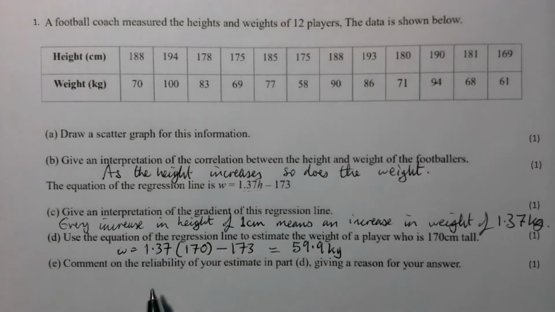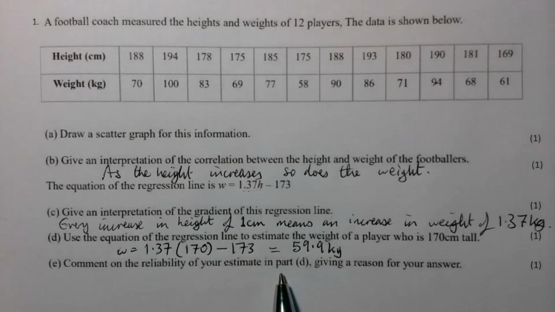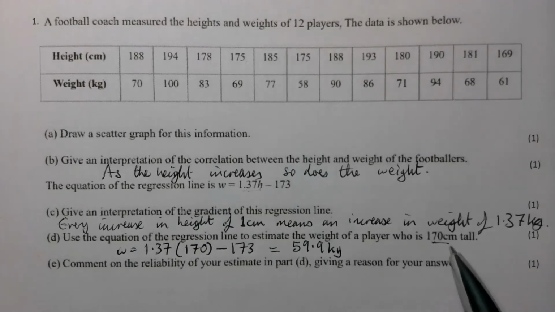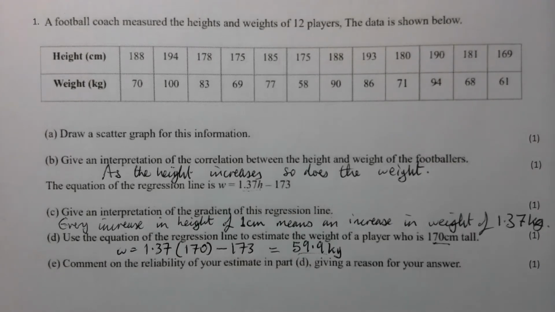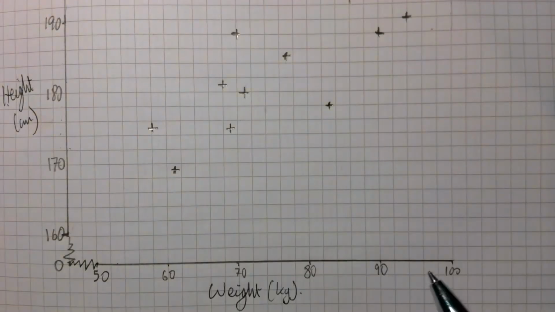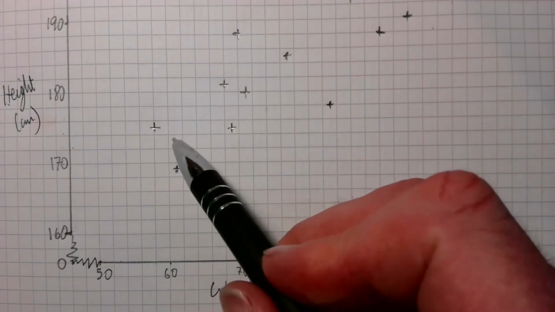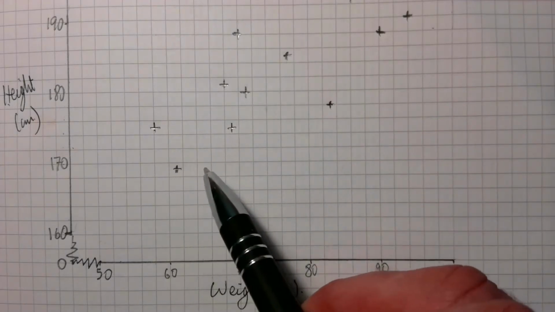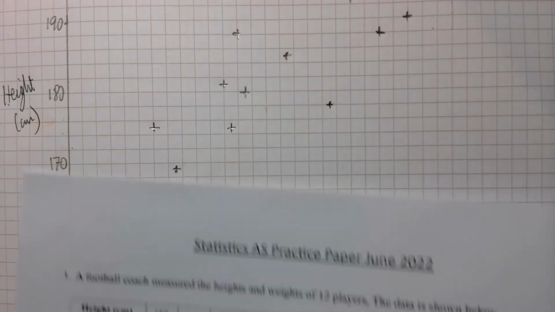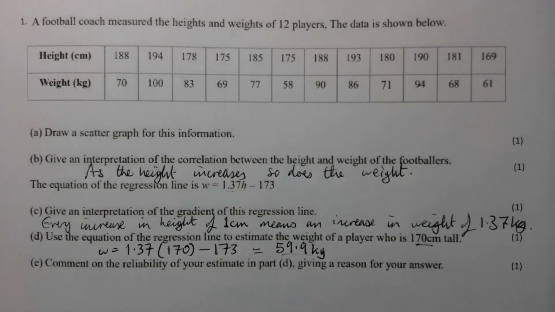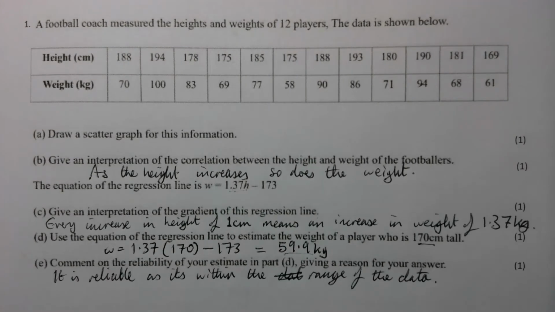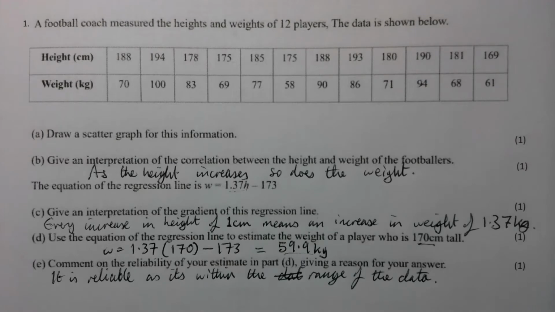kilograms. Comment on the reliability of your estimate in part D, giving a reason. Well, 170 centimetres and 59.9 kilograms. If you have a little look on here, we do have data just about either side of that. So that means that we can rely on it to a degree at least. So anything like: it's reliable as it's within the range of the data, justifies what we're saying.